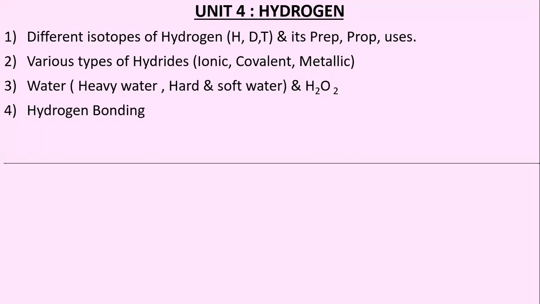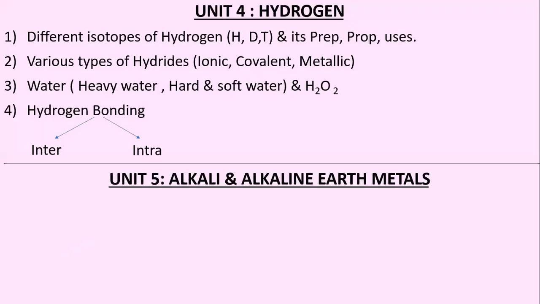Next will be hydrogen bonding. Hydrogen bonding is divided into two categories. One will be intermolecular hydrogen bonding and another will be intramolecular hydrogen bonding. Okay. Next we'll move on to unit 5, alkali and alkaline earth metals.